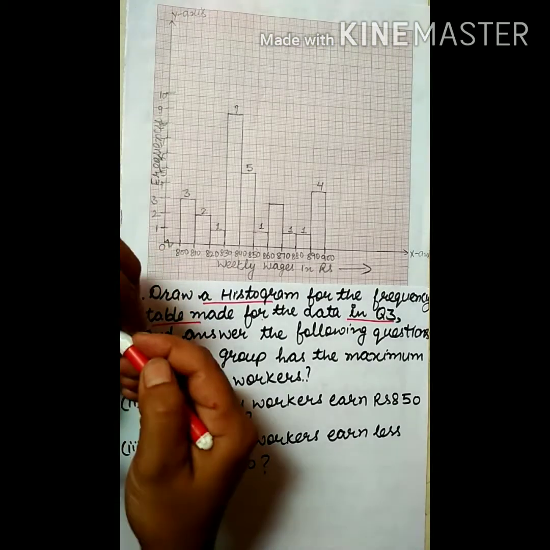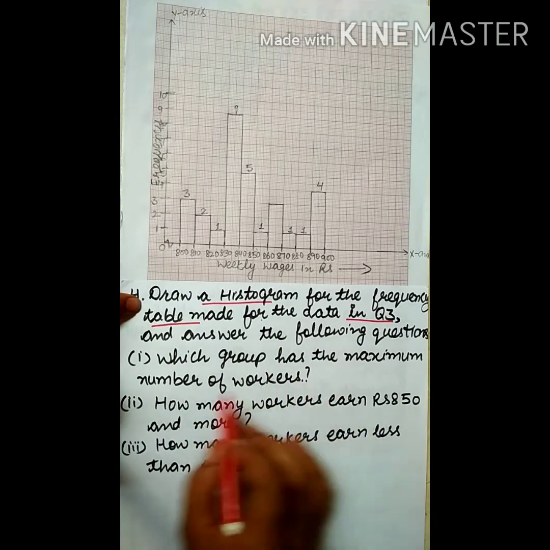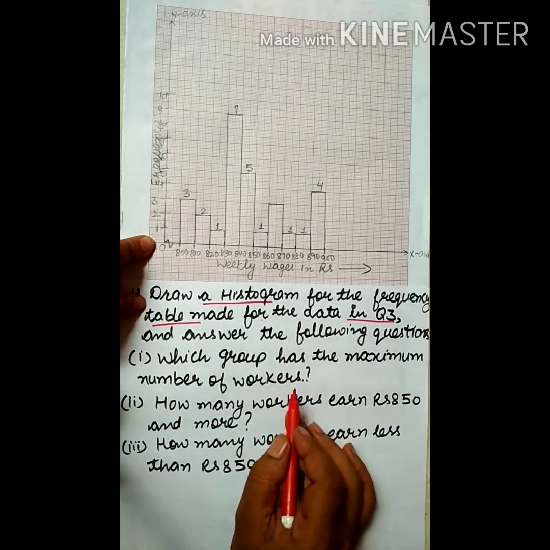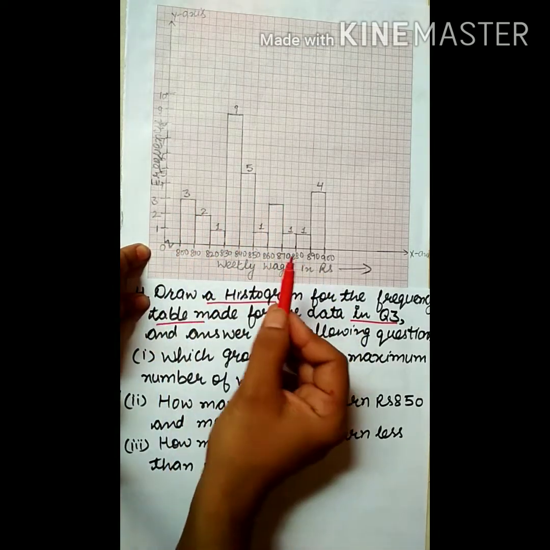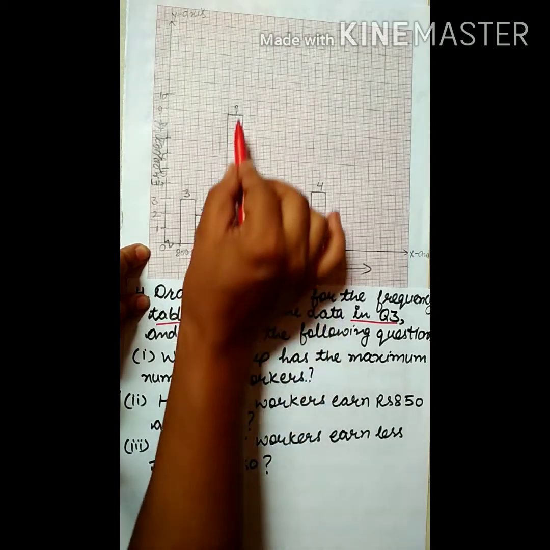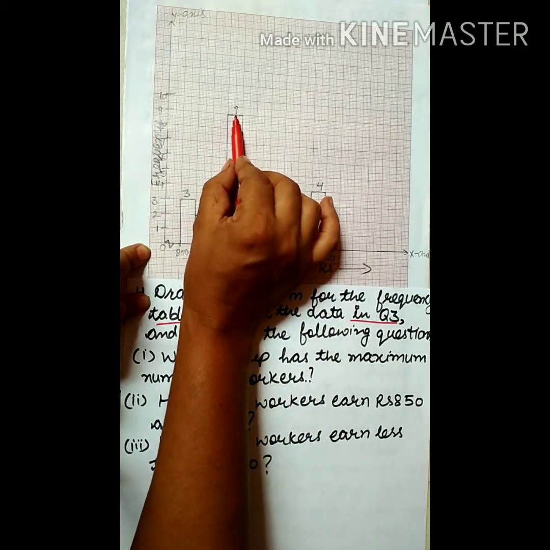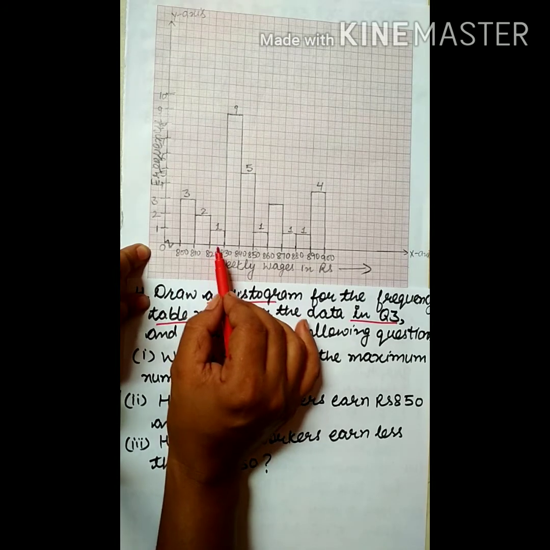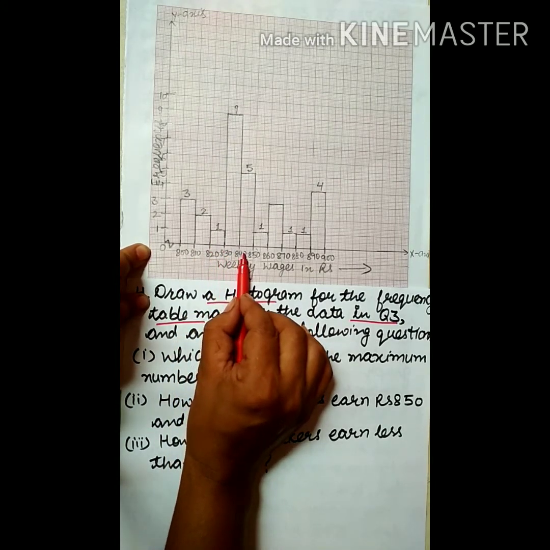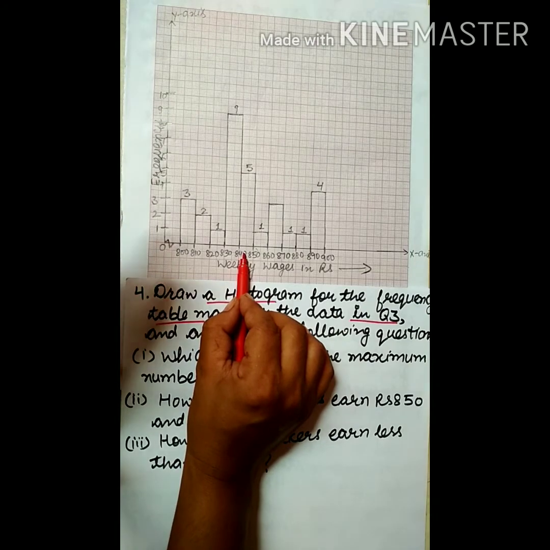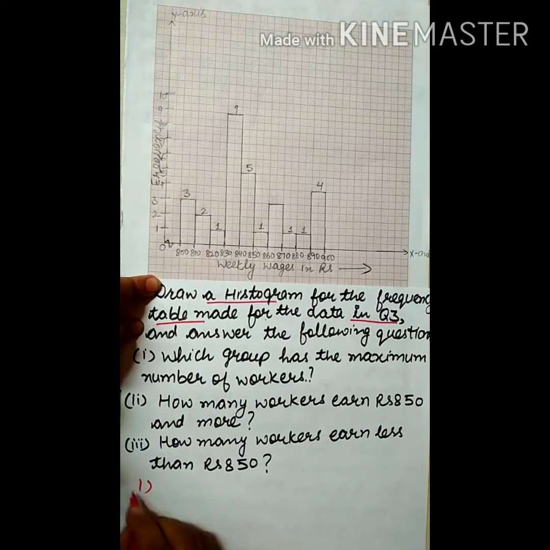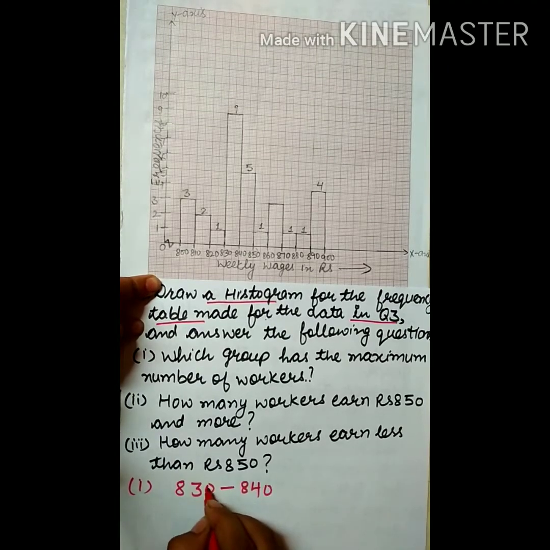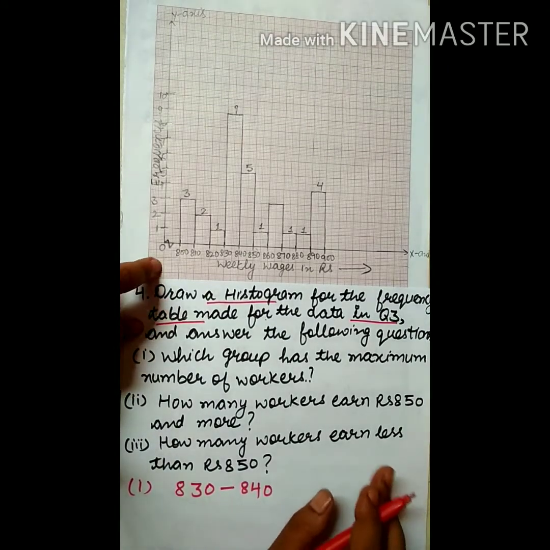Now we are to answer the given questions. Which group has maximum number of workers? We can see from the graph which is the highest rectangle. This rectangle is the highest rectangle which has 9 number of workers. It means we can say that the group from 830 to 840 has the highest number of workers. So for the first part, the answer is 830 to 840.